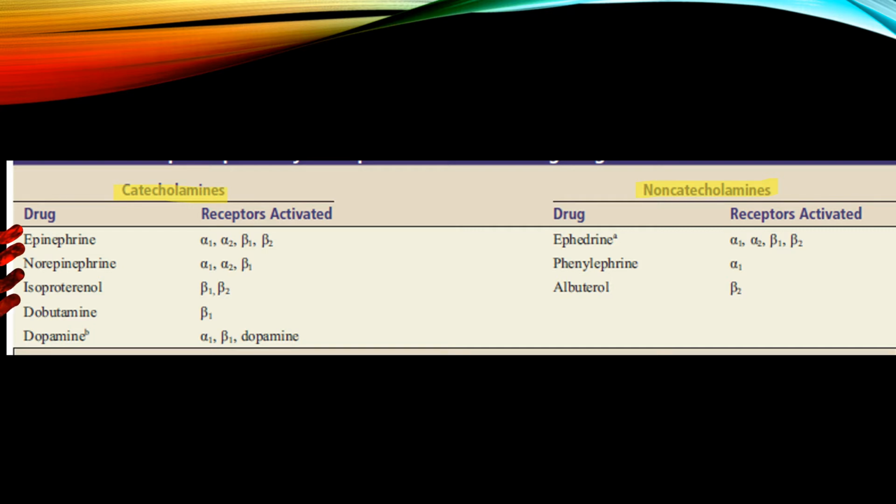Dobutamine only activates the beta 1. Dopamine can activate alpha 1, beta 1, and the dopamine receptors. For the non-catecholamines, we have here ephedrine with alpha 1, alpha 2, beta 1, and beta 2 activated, phenylephrine with only alpha 1, and albuterol with beta 2.